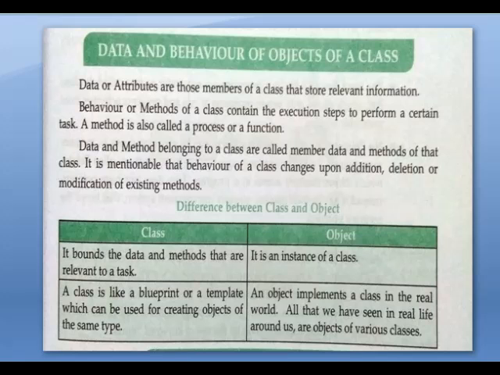Then class. A class is like the blueprint, a template which can be used for creating objects of the same type. Then object. An object implements a class in the real world, as we have seen in real life around us, or objects of various types.